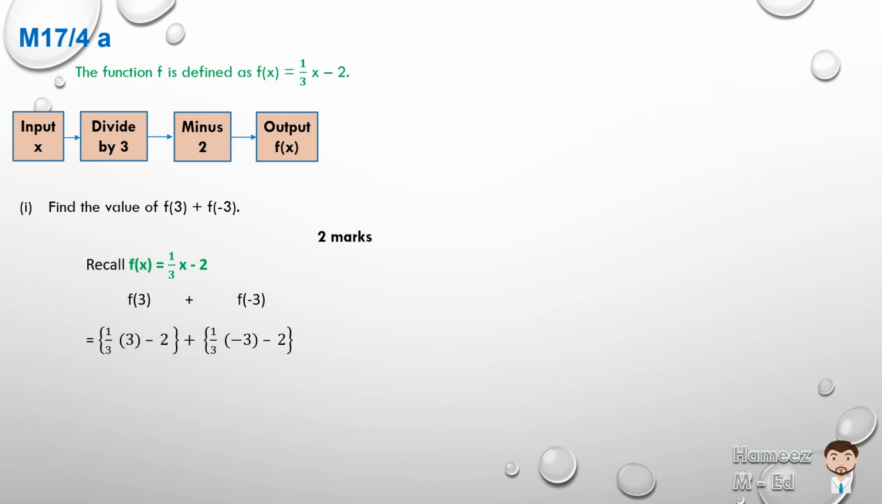Plus, in the second set of brackets, 1/3 times minus 3, 3 into 3 is 1. So that gives us minus 1 minus 2 is minus 3. So minus 1 plus minus 3 will give us minus 4.